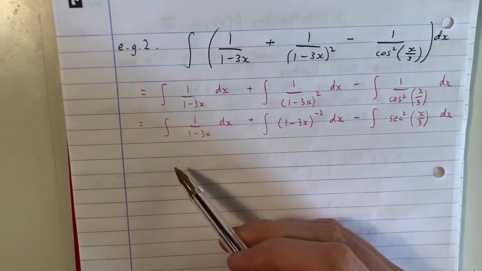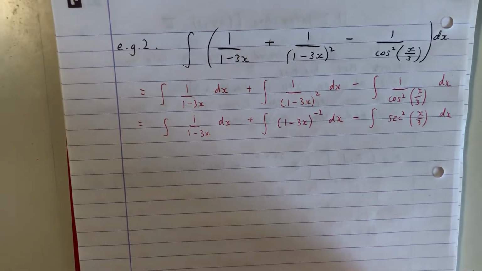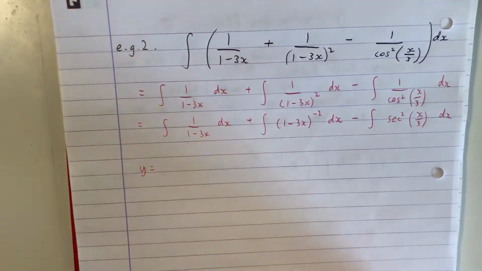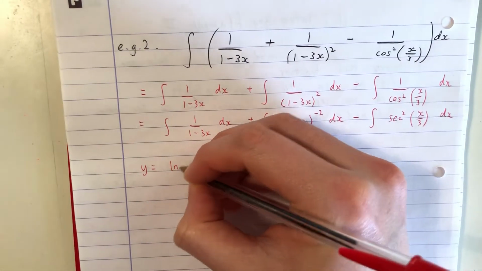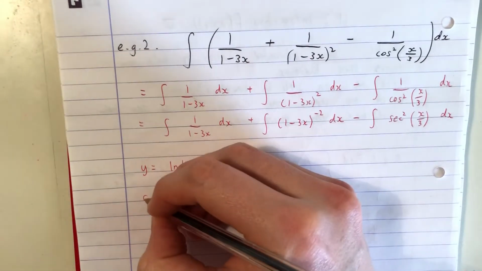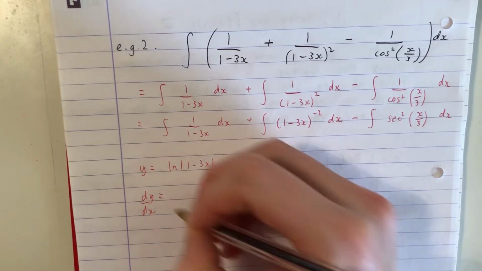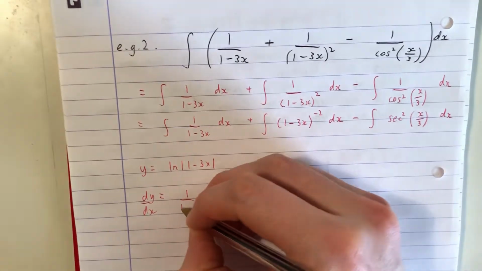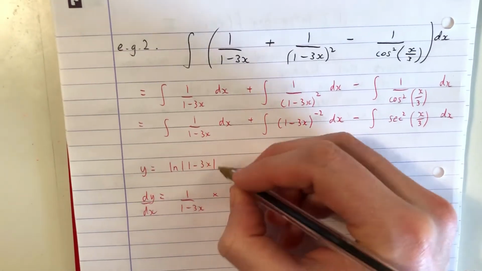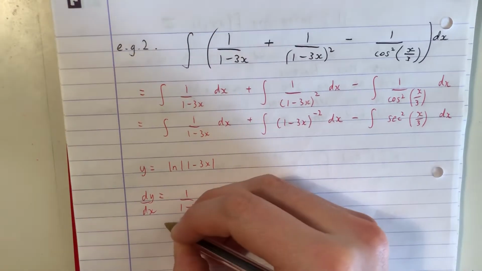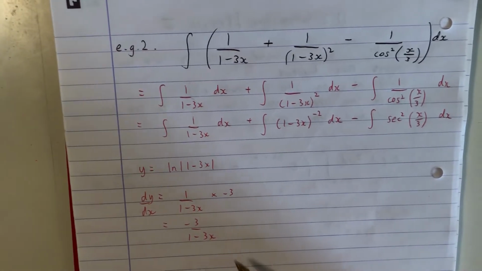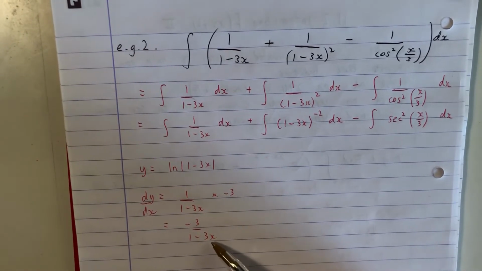So think about what good guesses would be for all three of these. The first one, best guess would be ln of 1 minus 3x. See how bad the guess is. dy by dx is 1 over 1 minus 3x, but you've got to remember the chain rule, times by this thing differentiated, which is minus 3. So minus 3 over 1 minus 3x.